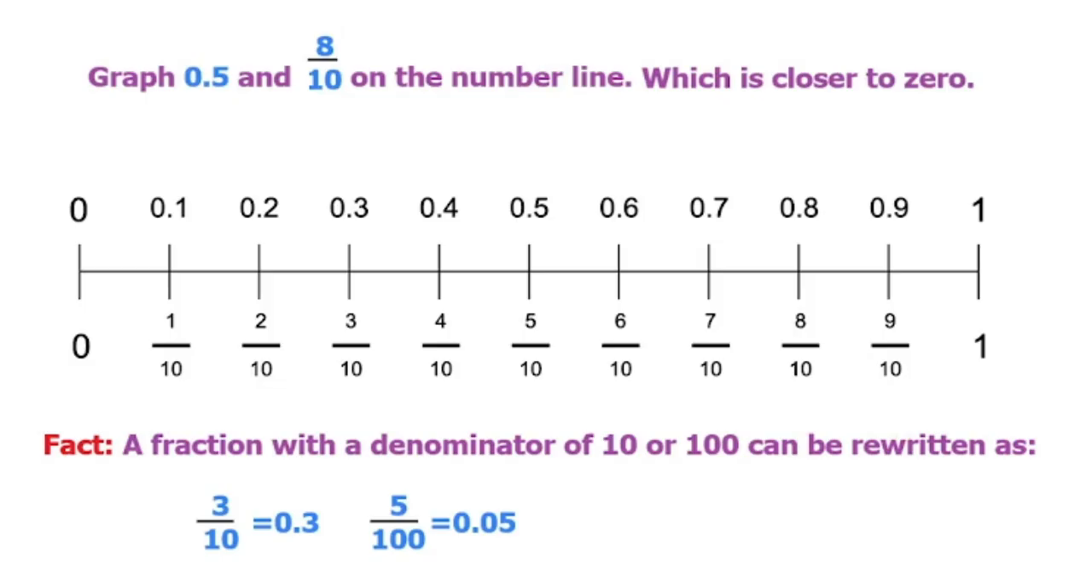So when we graph 0.5 and 8 over 10, we know that this is 0.5 and then this is 8 over 10. And that's the answer. And if you need another explanation of this, just start the video again and listen to it again.